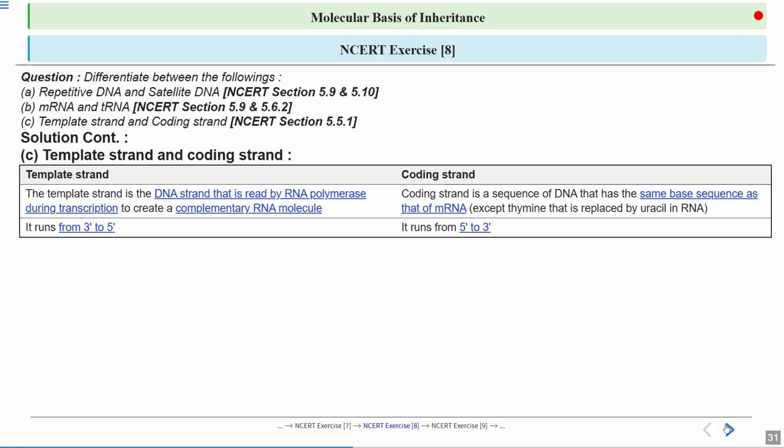Whereas what is the coding strand? The coding strand is the sequence of DNA that has the same base sequence as that of mRNA, except that thymine is replaced by uracil in RNA. And this is the same topic from which we have done a question, I think it was the second or third question. If we talk about the template strand, it runs from 3' to 5', but the coding strand runs from 5' to 3'.